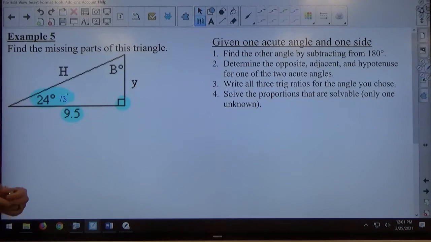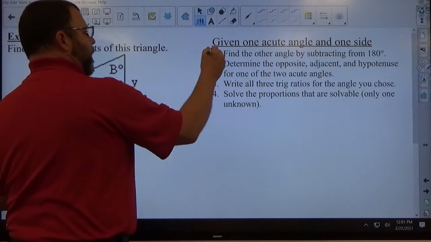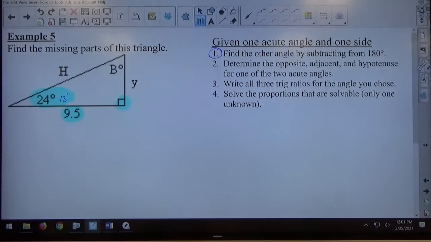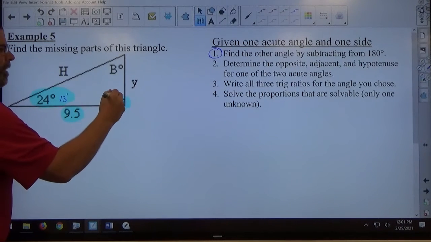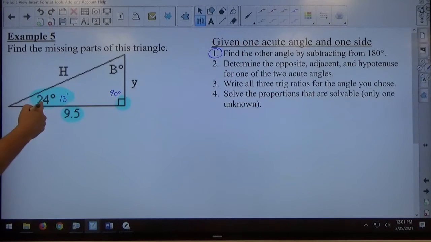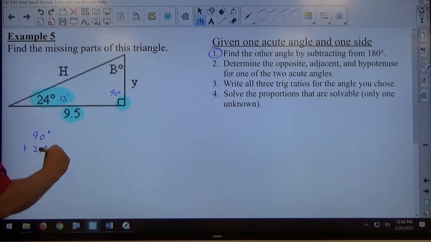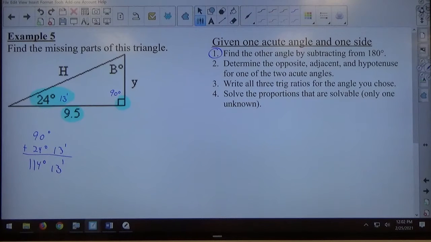So step 1 says find the other angle, which in this case would be angle B, by subtracting from 180. Notice the two angles I know. This one, of course, is 90 degrees. This one's 24 degrees, 13 minutes. If I add those together, 90 degrees plus 24 degrees, 13 minutes, that comes out to 114 degrees, 13 minutes. Keep in mind that things of the same type add together. So degrees and degrees make a new degrees. There's no minutes on the 90 degrees, so nothing plus 13 makes 13 minutes.